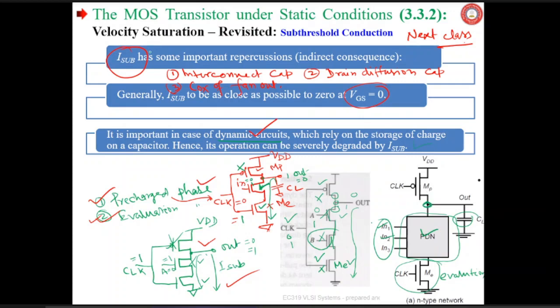But if your MOSFETs have a good amount of I_sub, then this charge may be dropped, leaking out through this pull down path, and hence the evaluation may be faulty during the evaluation phase. Could you understand this point?